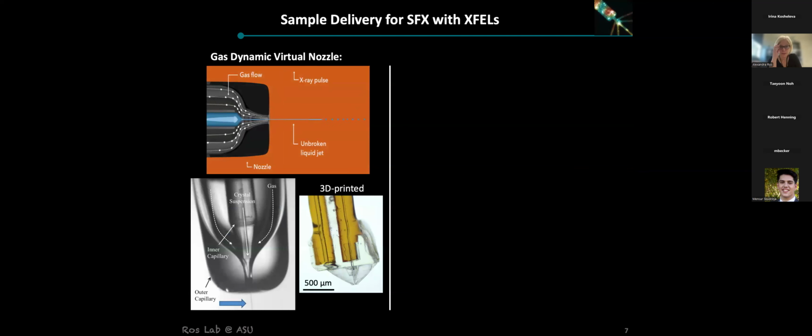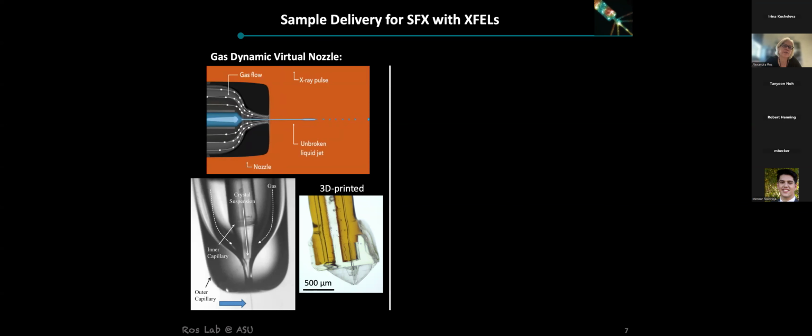Okay, so the gas dynamic virtual nozzle, I brought a slide to explain how it works. So basically, it's a capillary in a capillary. So we deliver the crystal slurry in an inner capillary that will be surrounded by gas through an orifice and then creating a jet. The jet eventually breaks up into droplets, but that's not the region that we're interested in intersecting it. So we want to keep it in the range where it's still a continuous jet.